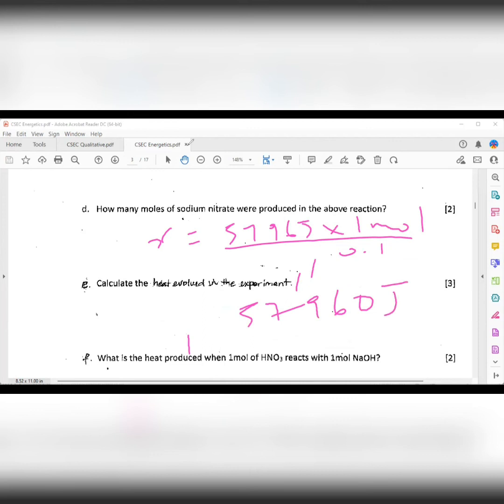And that works out to be basically 57,960 joules. Now, the situation now is this. Your examiner wants you to convert this to kilojoules. So all you need to do is just simply move your decimal point 3 places to the left, and you end up with 57.96 kilojoules per mole. Now, because the reaction is exothermic, you can just put a minus sign right there. And that's what your examiner is really looking for.